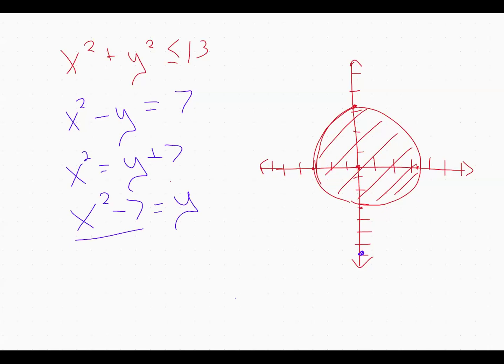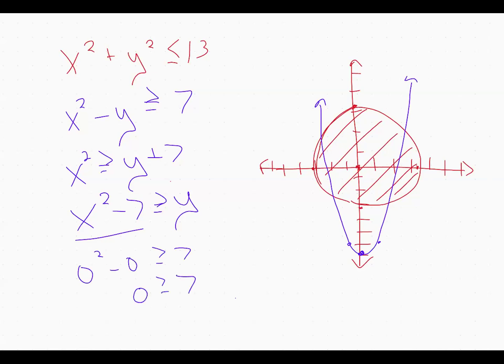And this one says, I had a greater than. Forgot to put that back in. So to check that one, I need a test point. So 0 squared minus 0 greater than 7. Well, 0 squared minus 0 is still 0. And is 0 greater than 7? The answer is no. So that means I need to not graph here, but graph outside.